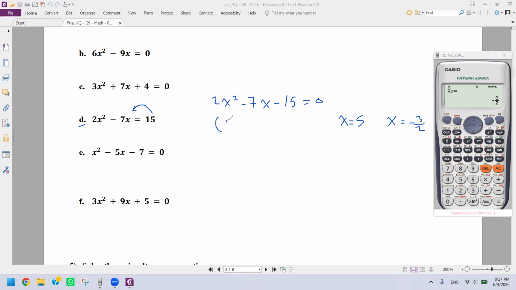Factorizing, it's x minus 5, open bracket. The minus will be plus. Well, I multiply by 2 because I cannot write a fraction. 2x plus 3.